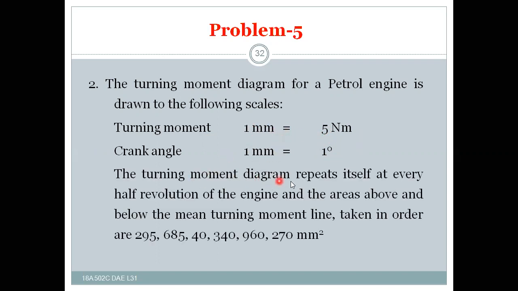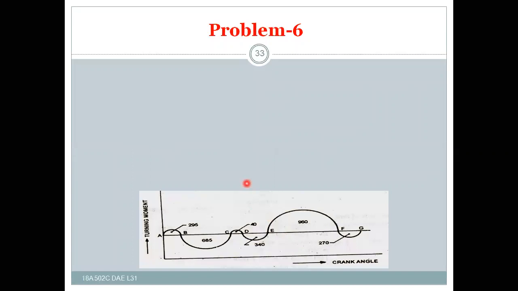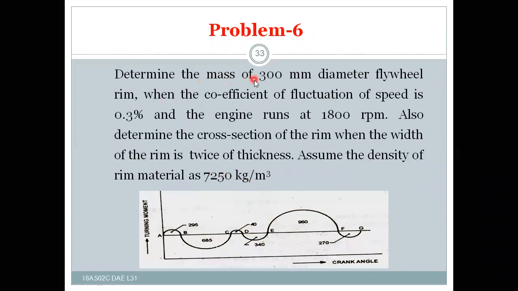So now the turning moment diagram repeats itself at every half revolution of the engine. Half revolution means 180 degrees, and the areas above and below the mean turning moment line taken in order are 295, 685, 40, 340, 960, 270 mm square. So determine the mass of 300 mm diameter flywheel ring.